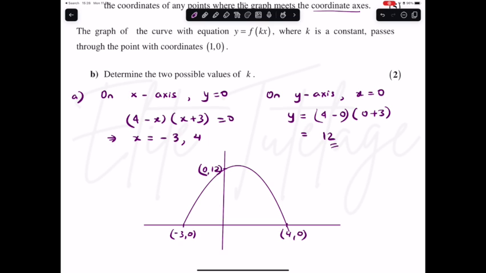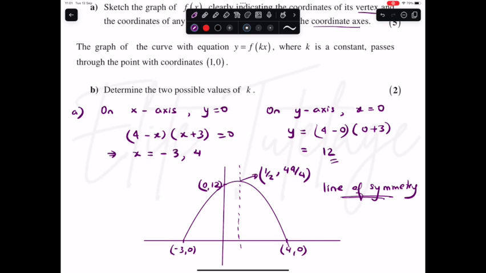Now, yeah, that'll do. Now let's think about the midpoint on the x-axis. Okay, so that's just the line of symmetry. So if I drew that, the average between 4 and minus 3 is just half. Okay, and when I pop that into my equation, the main equation, it would just be half and 49 over 4, okay, on the y-axis. So that's it. That's my line of symmetry, which gives me the maximum turning point. Now for part B, I've got y equals f kx.